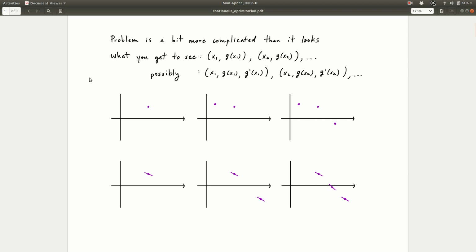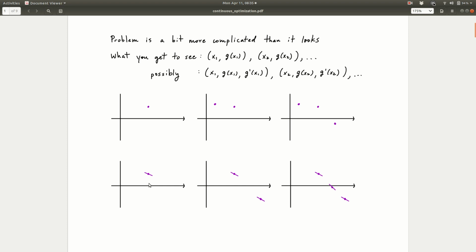If we're lucky, we also know the derivative of the function g. So here's how I'm representing the derivative. So here's x1, and not only do we get to see the value of g, which is the height of this point, we get to see what its derivative is, which is what its slope is. So I'm representing the slope with this kind of short line.